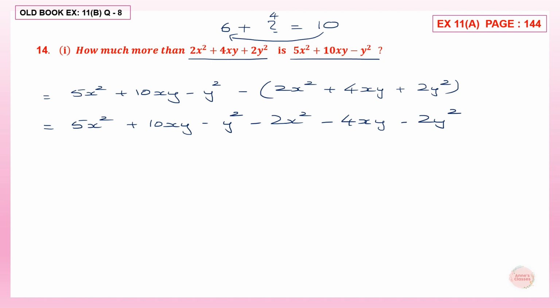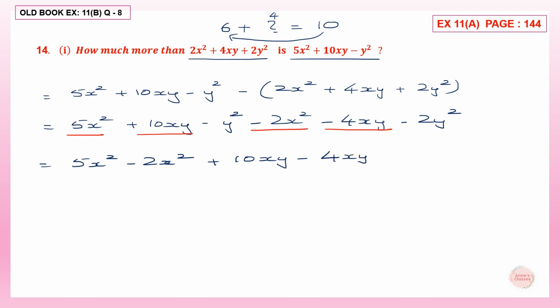Now let's take the like terms. Here we have a 5x square and here we have a minus 2x square. So let's write that: 5x square minus 2x square. Now let's look at the xy's: plus 10xy minus 4xy. Then we have the y squares: minus y square minus 2y square. Let's work on the like terms. So here we have like terms, so let's work on that.